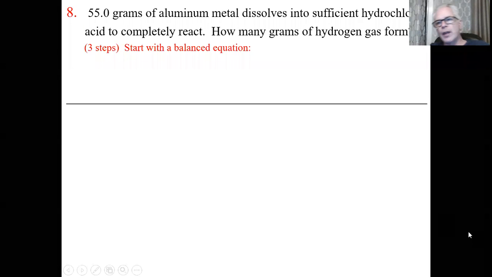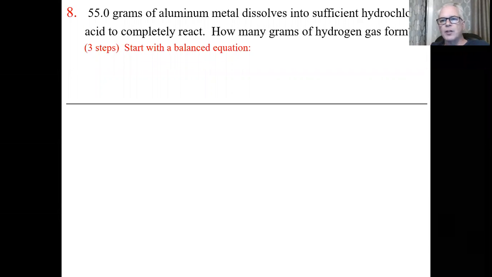All right, kids, stoichiometry part 2, question number 8. If you have 55 grams of aluminum, you dissolve it into hydrochloric acid to completely react. How many grams of hydrogen gas will form? To do stoichiometry, we need a balanced chemical equation.